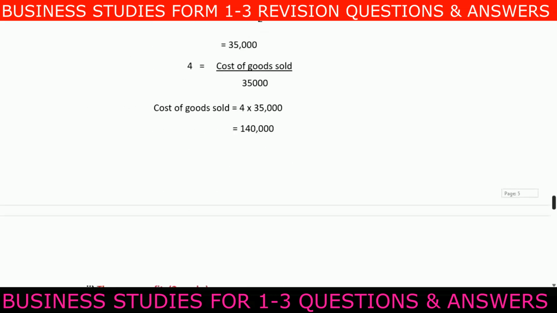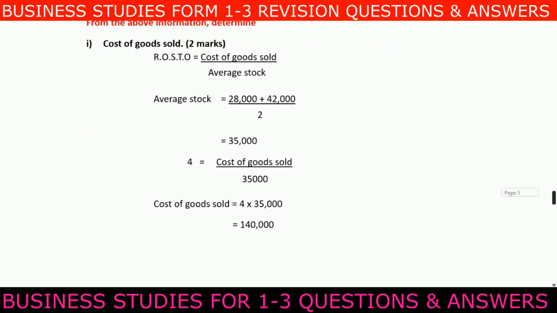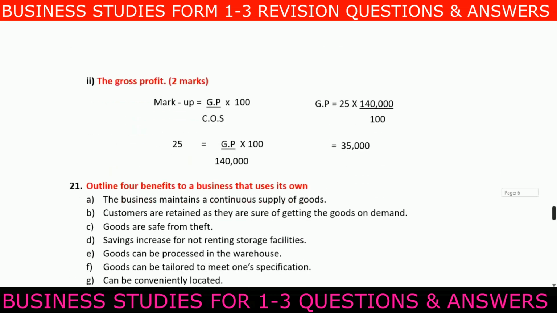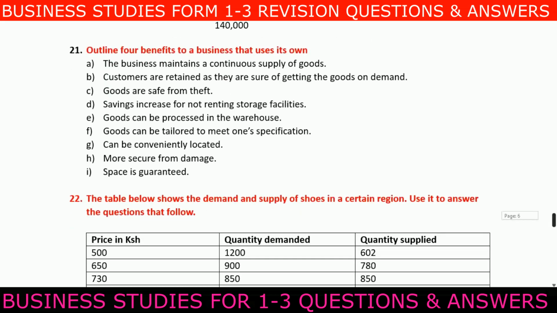Next, you can see this is how it is calculated. Very simple calculations. You can calculate it. Number 2, you're told the gross profit. You can easily calculate that one, it is straightforward.